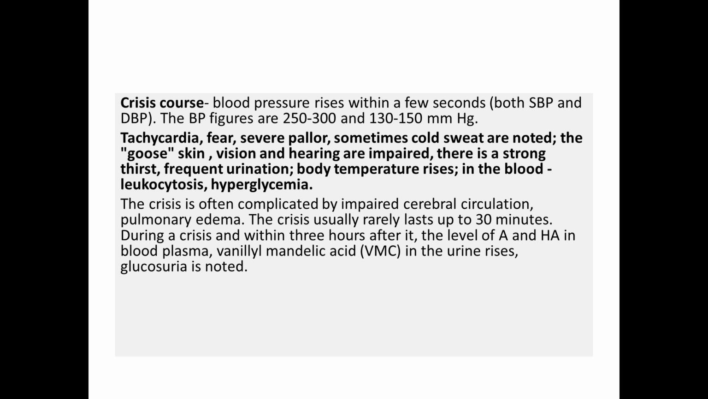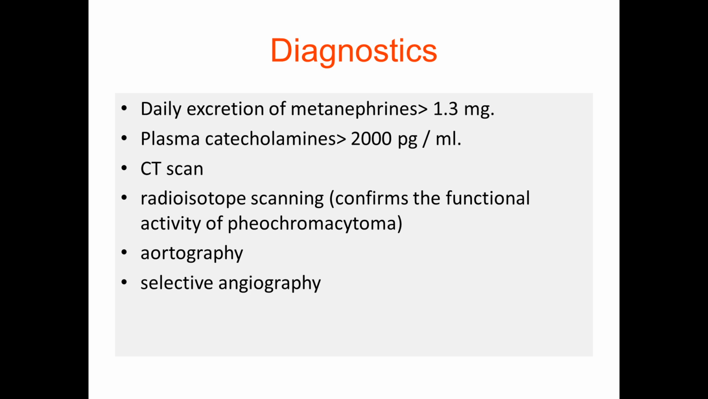A crisis rarely lasts more than 30 minutes, and during the investigation you can find increasing epinephrine and norepinephrine levels, and also increased catecholamine metabolites in urine, like vanillylmandelic acid. Glucosuria also appears in the urine. How do you diagnose? Of course, daily excretion of metanephrines increases and plasma catecholamines increase.